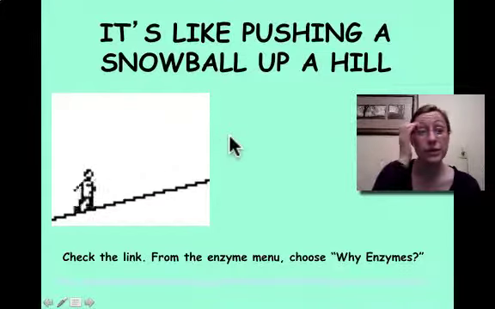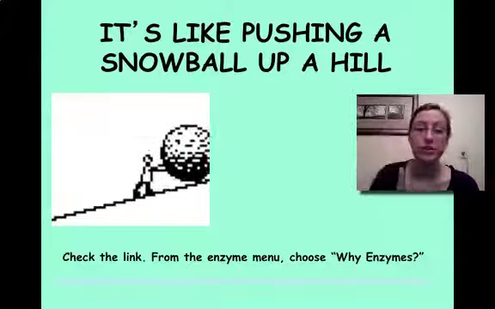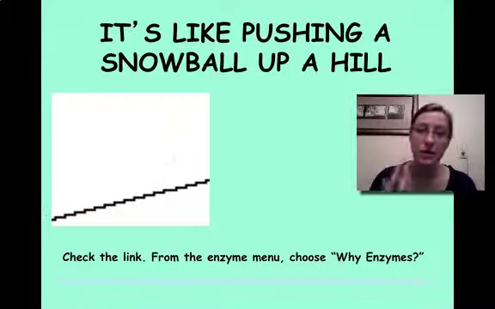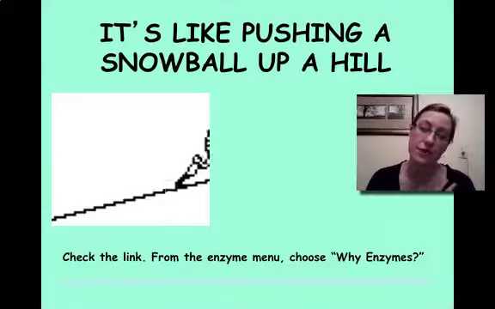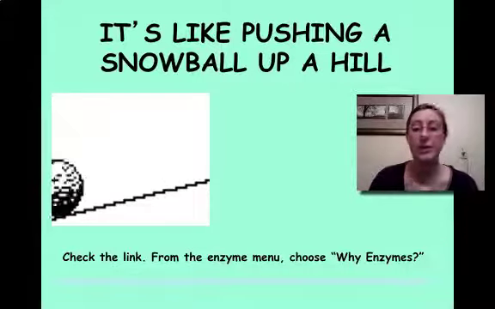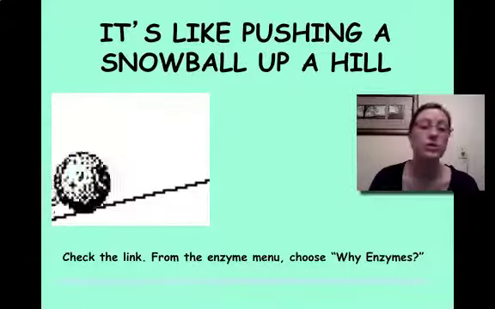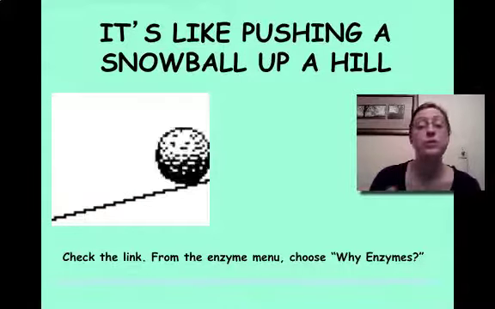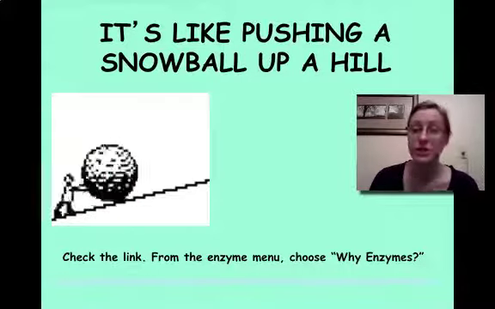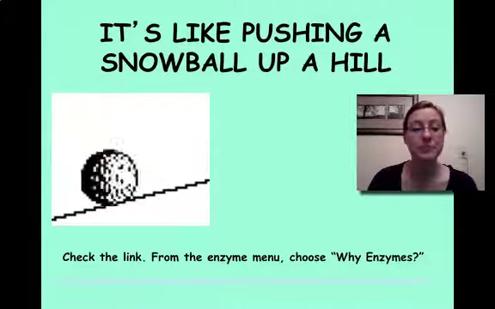Okay? So the idea is it's sort of like pushing a snowball up the hill. The steeper the hill, the more energy you have to put into it. Wouldn't it be nice if someone came along and cut down that hill so it wasn't so steep? You would be able to push the snowball much faster and get it over the hill.